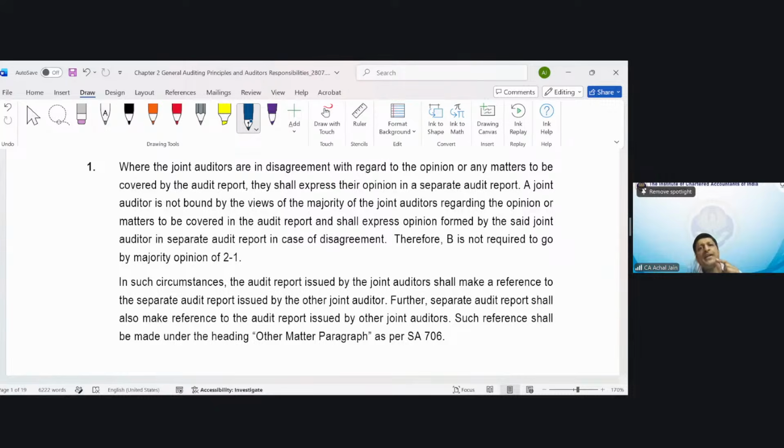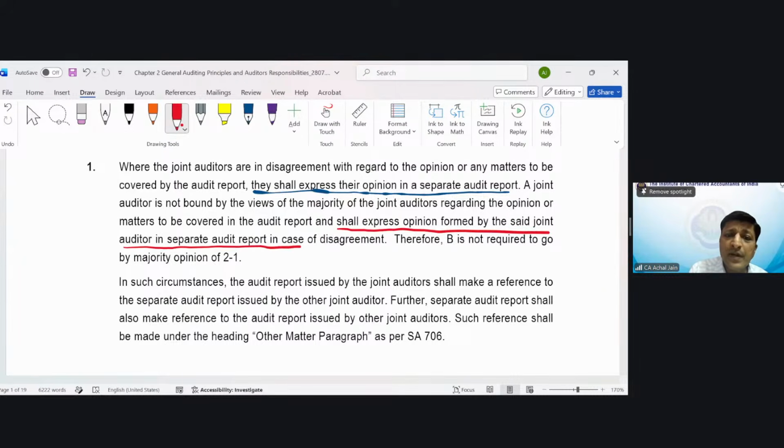So that possibility remains. Now, in such a case, what will happen? They shall express their opinion in a separate audit report. So that's something they will be required to do. A joint auditor is not bound by the views of the majority, and shall express the opinion formed by such auditor in a separate audit report.